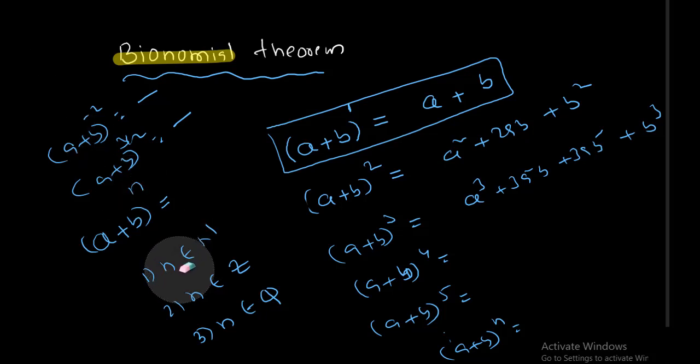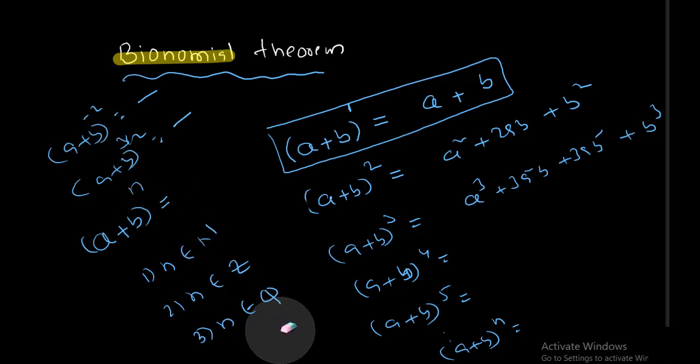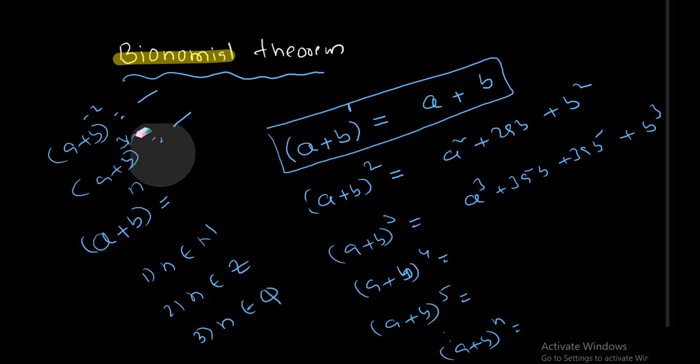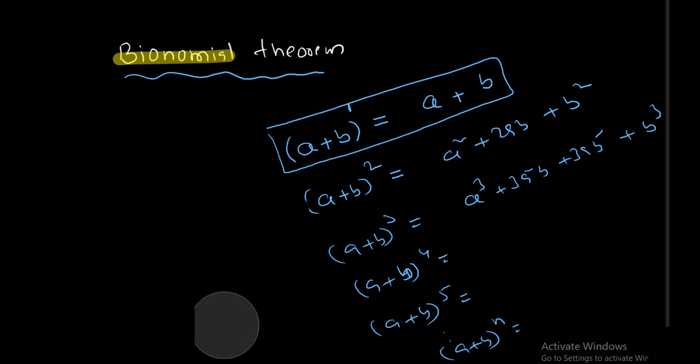So the importance of the binomial theorem is how to expand (a plus b) whole power n, where n is a natural number in case 1, an integer in case 2, a rational number in case 3. In all these three cases, we can expand (a plus b) whole power n with the help of the binomial theorem. But in ancient days, how they expanded, I want to explain.